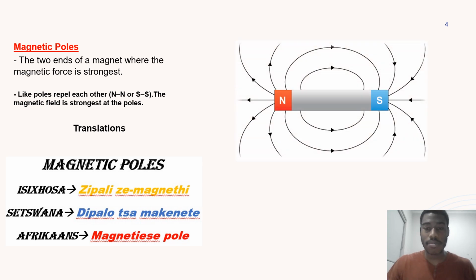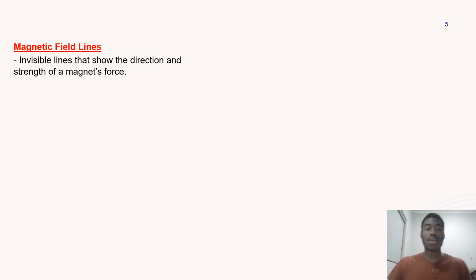And then some of the examples that we have there, you will see we have a magnet with some field lines, and we have north and south. So let's move on to the third word. The third word is going to be magnetic field lines. These are the invisible lines that show the direction and the strength of the magnetic force, or the magnet's force.